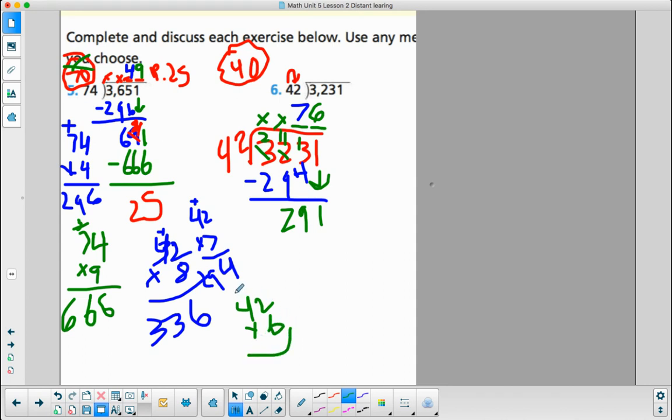6 ones multiplied by 2 ones are 12 ones. 6 multiplied by 4 tens would be 24 tens, plus 1 more would be 25 tens. So if I took out 6 groups of 42, I multiplied 6 by 42 to say I took out 152 out of my number.